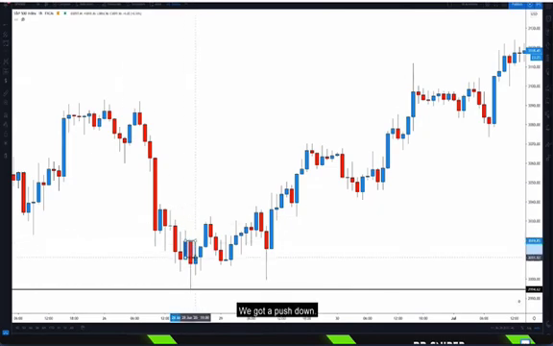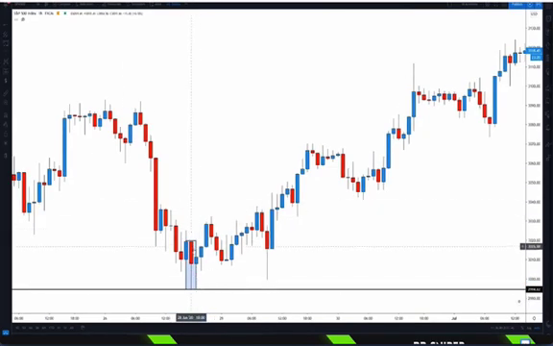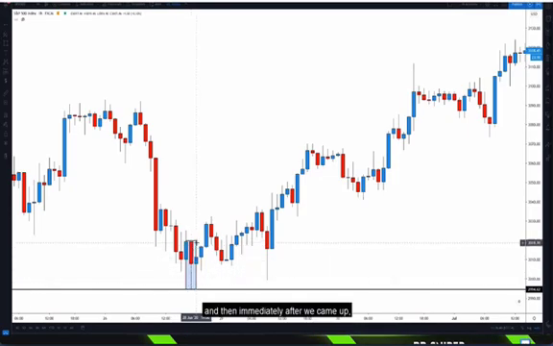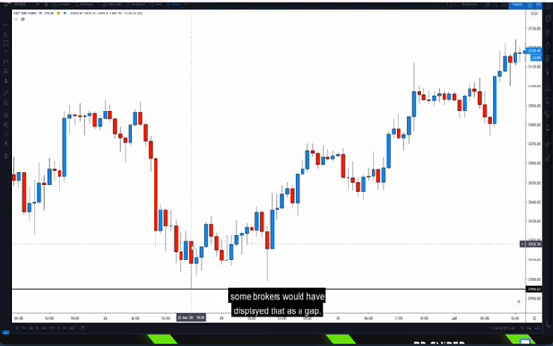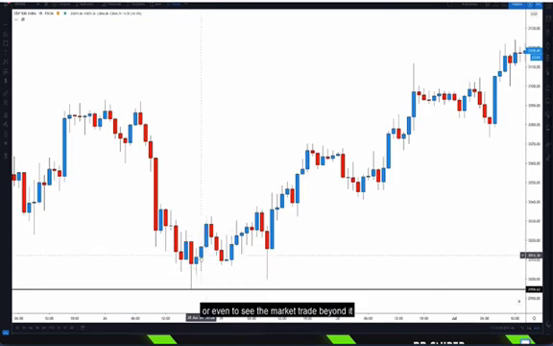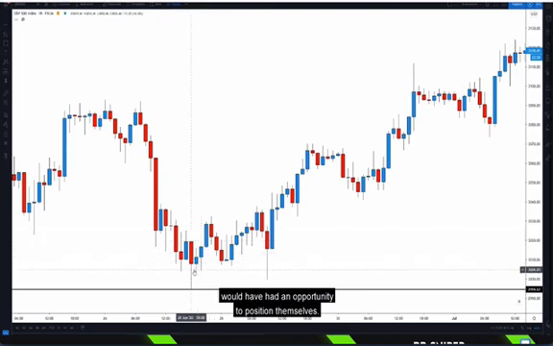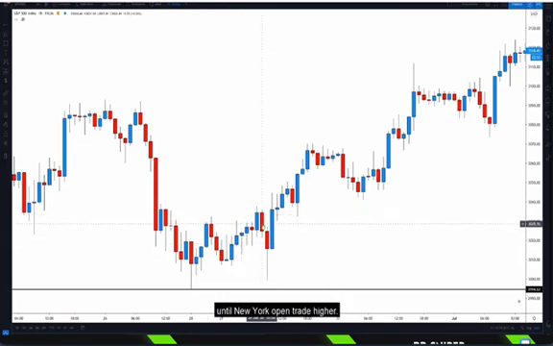We got a push down. So the market came down, made a low, and then immediately after we came up, traded beyond where the market opened. Some brokers would have displayed that as a gap. So any traders looking for that gap fill, or even to see the market trade beyond it, would have had an opportunity to position themselves. And then again, we see the market all the way up until New York open trade higher.